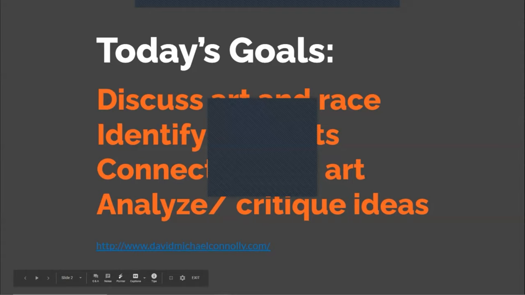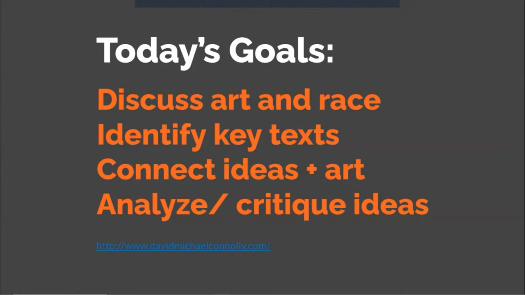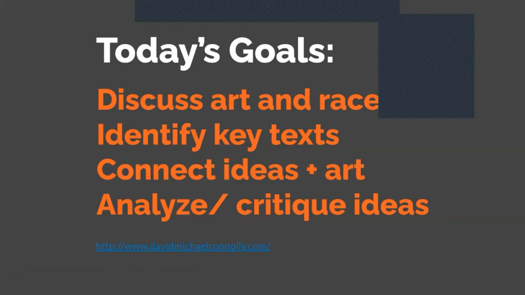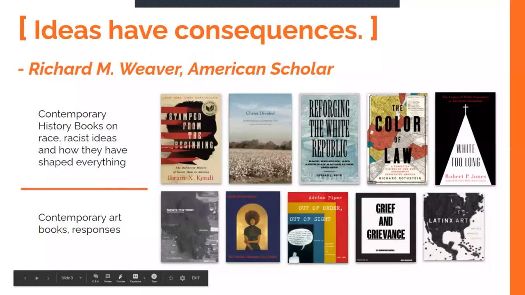So again, we're going to be talking about art and race, and we're going to identify some key texts. Then we're going to connect those racist ideas with art, and spend some time analyzing and critiquing those ideas. Below in the slide is a link to my website, davidmichaelconnolly.com. If you want the chance to look at the kind of work that I do, just go to that website. All right, we can go to the next one.